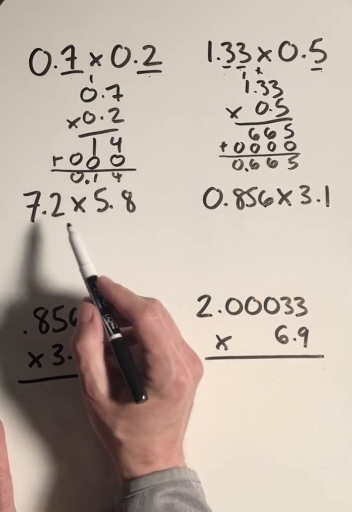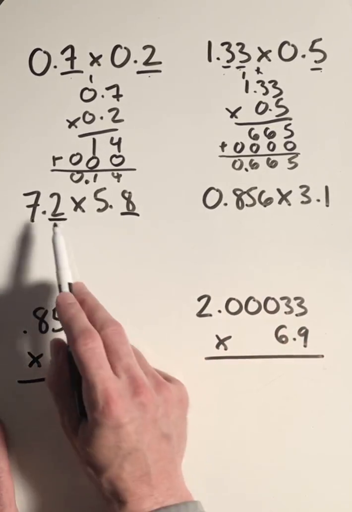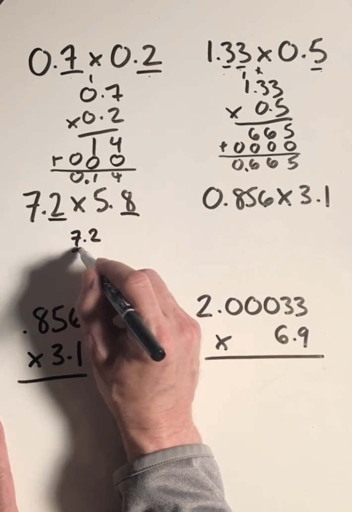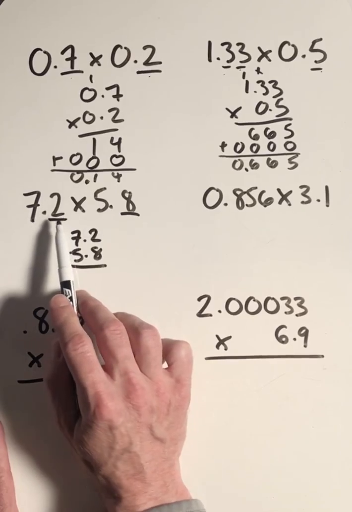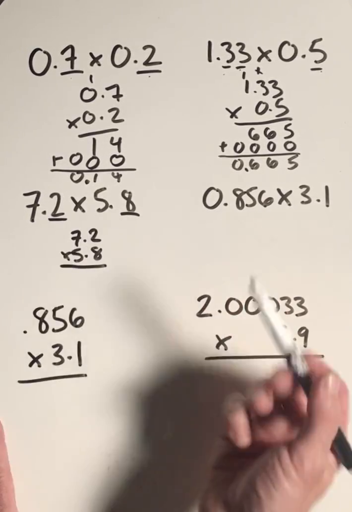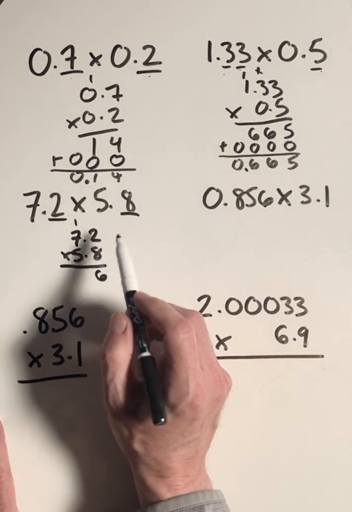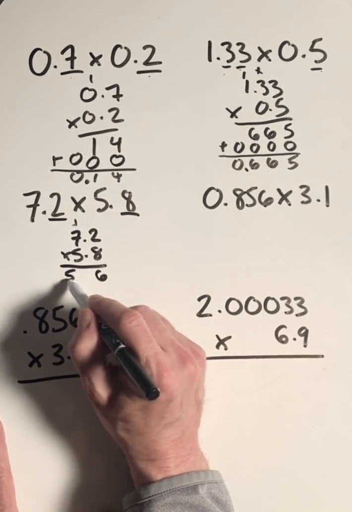Looking at these numbers, same thing. I have 1 digit and 1 digit, so I know my product is going to have 2 digits to the right of the decimal point. 7.2 times 5.8. The decimals happen to line up here because I had an equal number of digits to the right of the decimal point above. 8 times 2, 16. 8 times 7 is 56, plus 1 would be 57.